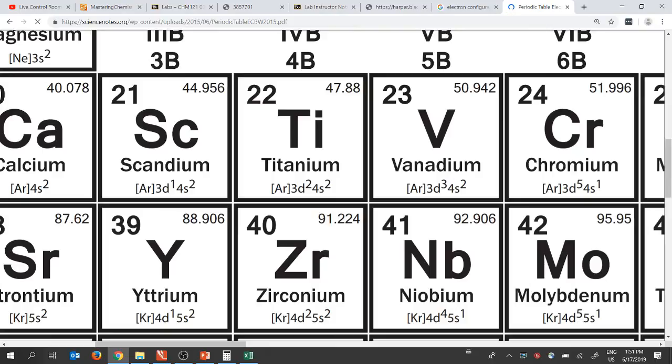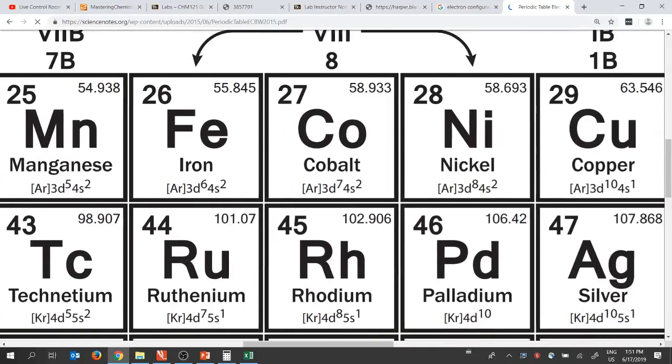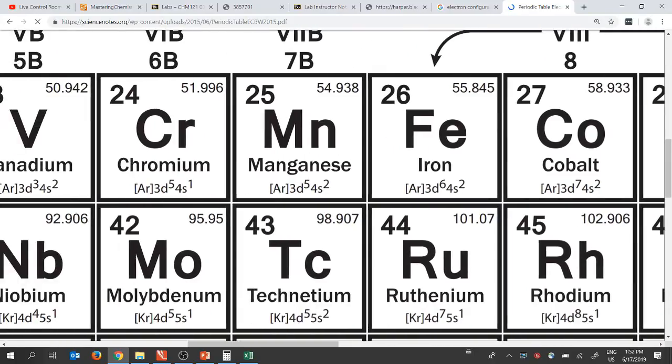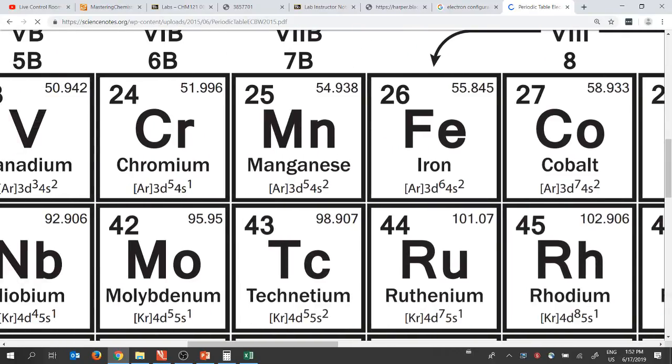So you get an exception halfway through, and you get an exception at the very end, because having a totally full shell is also stable. So when we get to copper, instead of being 4s2, 3d9, it's 4s1, 3d10. So half full and totally full shells give you some special stability. You should know those two because they're really common and important exceptions, copper and chromium. As you get to the 5th and 6th row, the 2nd and 3rd row of transition metals, there are more and more exceptions, and you don't need to know all of those other ones. But those two you should know.